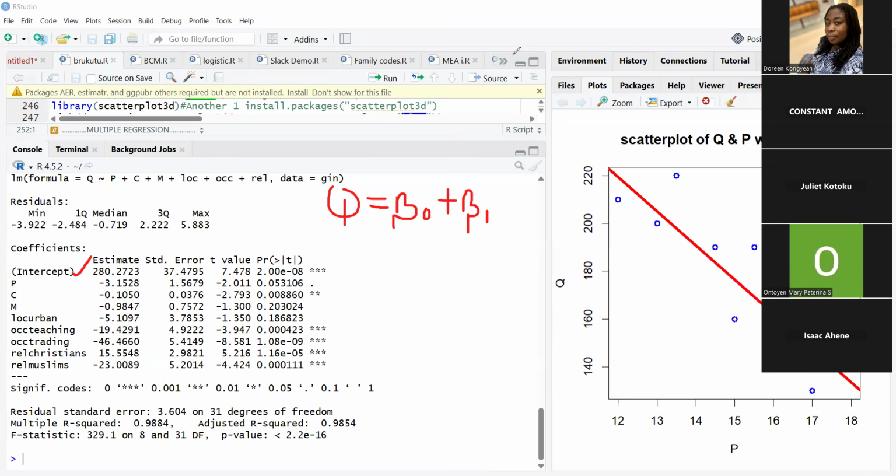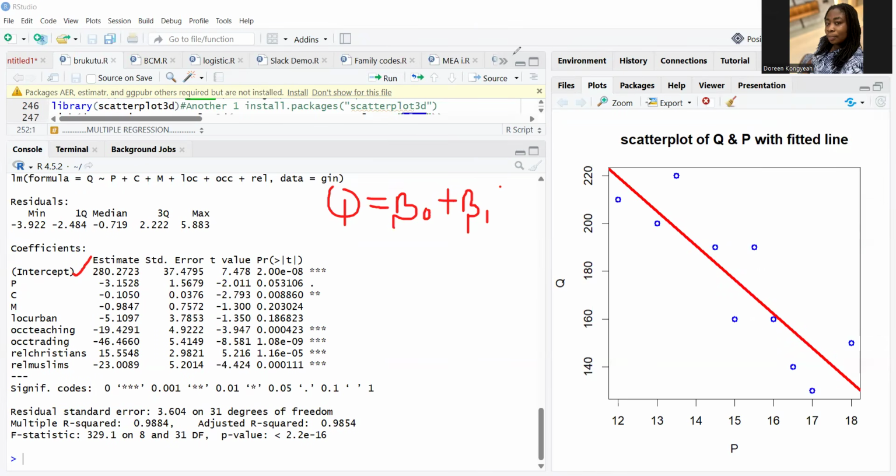Price. So you write the price. You don't write the full name for price because in the result, it has been written as P. So you just use P. After that, you write beta 2, and then you include the next independent variable. Which variable is that? Who can see it?